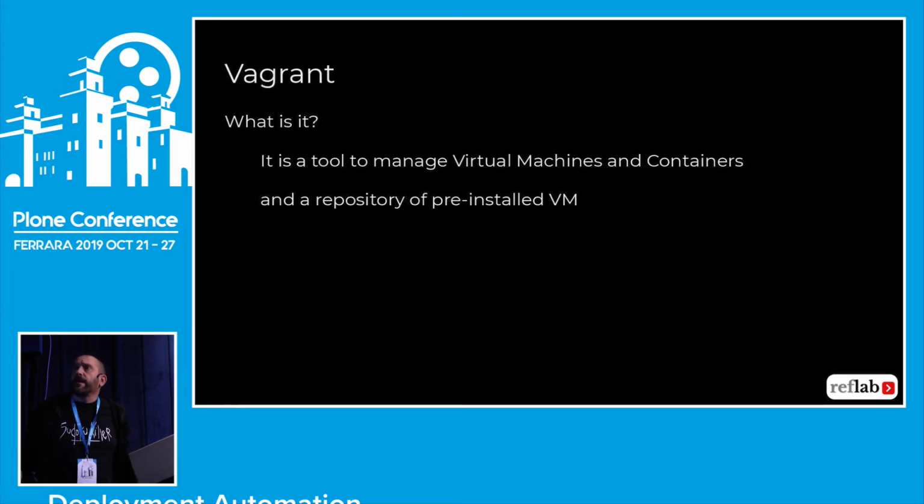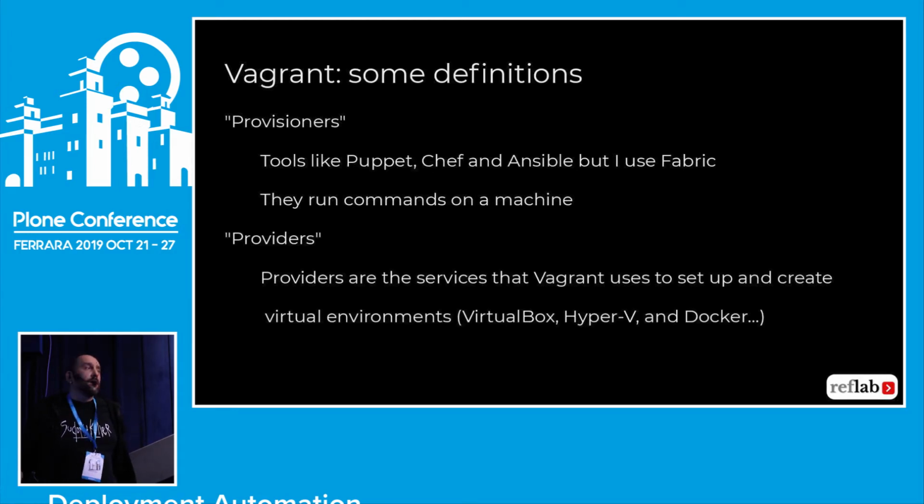Vagrant. What is Vagrant? It's a tool to manage virtual machines and containers, and a repository of pre-installed virtual machines. So, in Vagrant, you have a repository of virtual machines, and you simply get one and create a virtual machine. You can create a virtual machine with VirtualBox, Hyper-V, Docker. Okay, so it's simple to have a virtual machine.